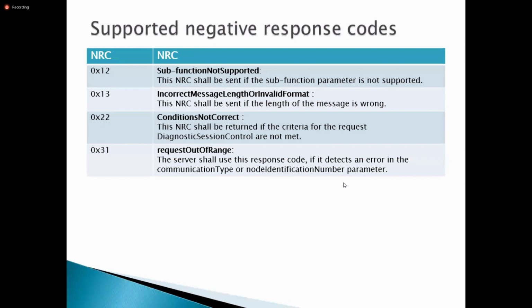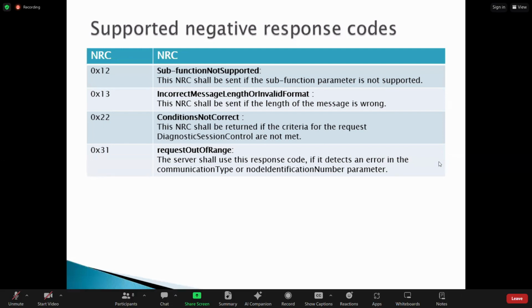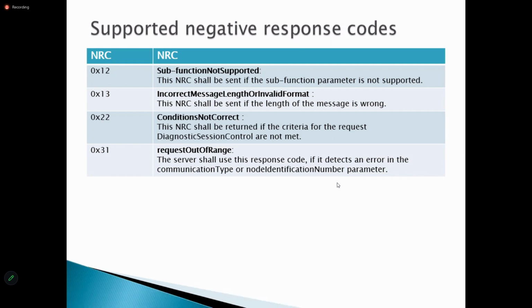If the request sent by the client is 2 bytes, less than 3 bytes, or greater than 3 bytes, let's say 4 or 5 bytes, what will happen? The server will give a negative response with NRC 13. Then we have 22, condition not correct.